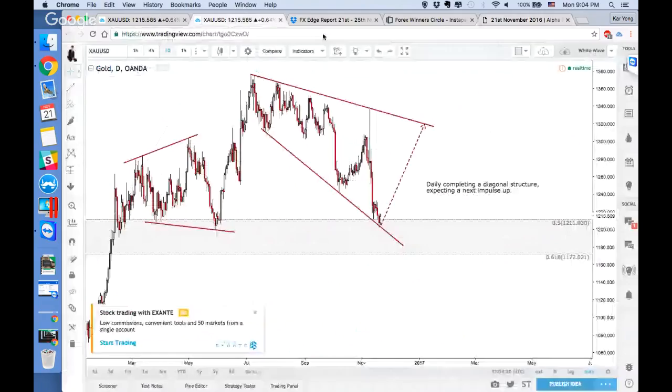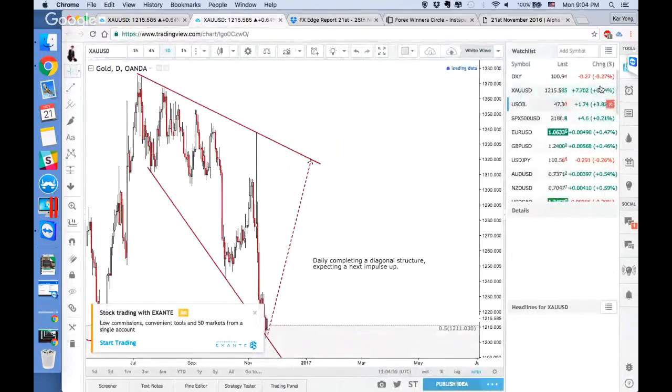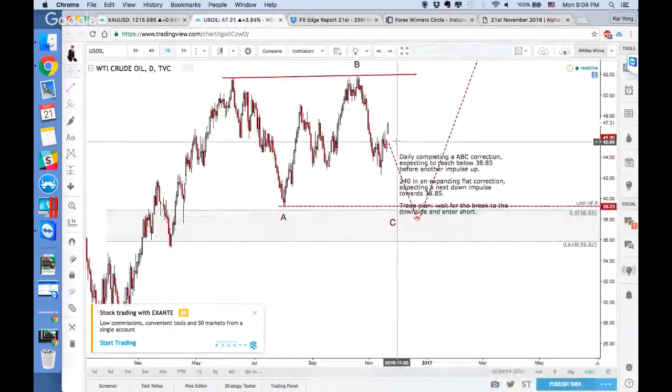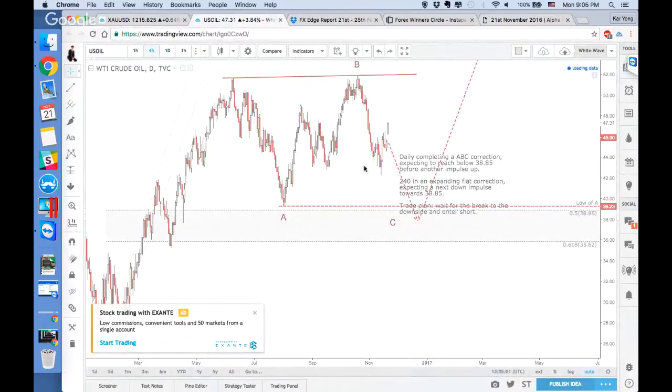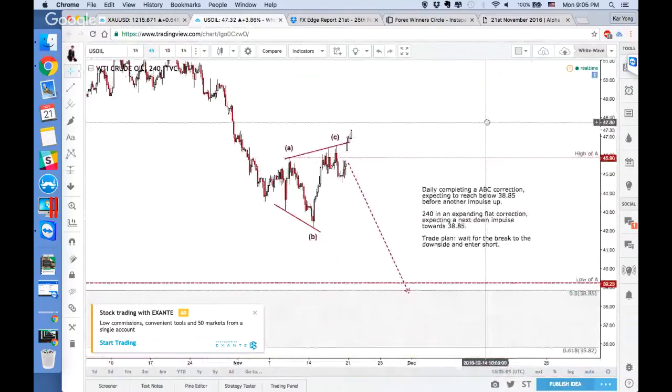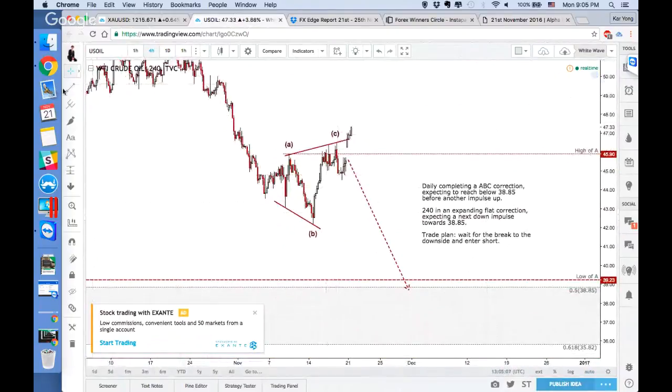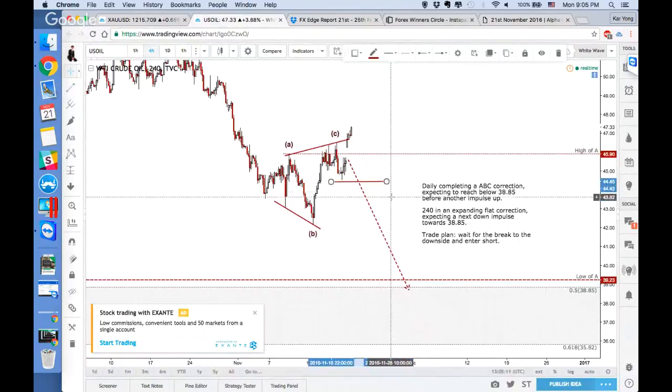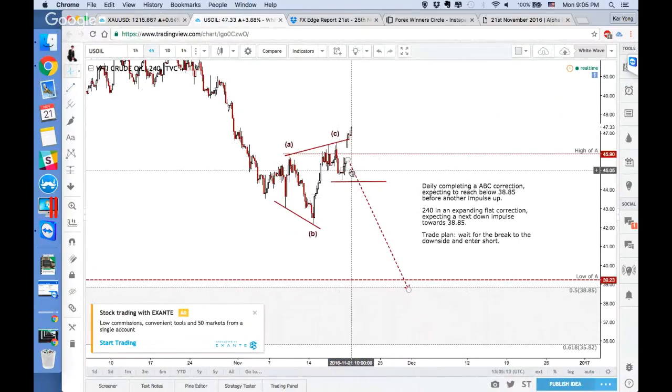If you look at the oil market, I'll just update you on what's happening in oil. Oil actually gapped up today. So that's why you need to be patient on trading it as well. This one is wait for the break. What I mean by wait for the break to the downside is at least wait for price to break this low. That's where you can look out for an opportunity to take a sell.